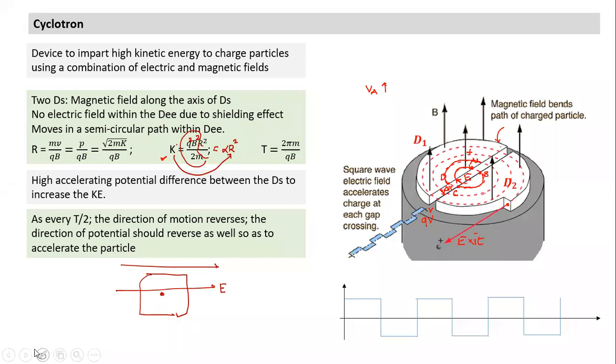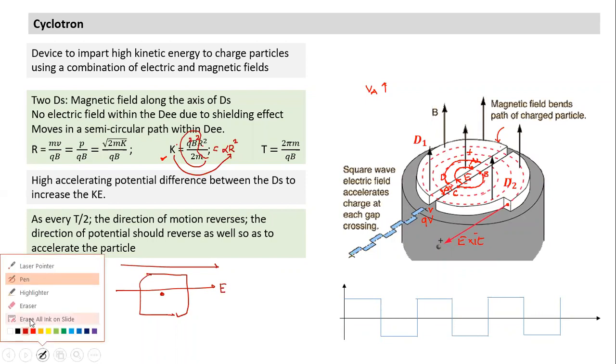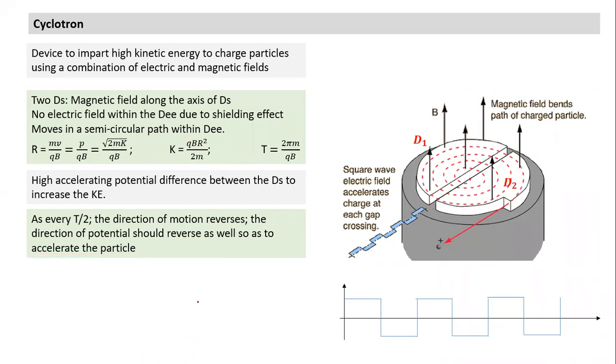So if I have to summarize, what are the key points we understood in this particular case? What is the device? Cyclotron is a device to impart high kinetic energy to a charged particle. What is the device like? It contains two Ds. I hope all of you understand how the D is created. D is just something like a cylinder of a small height, and it's a conducting material cylinder. We cut it into two halves and create a small spacing. And we vacuumize it. And we create a field along the axis of the cylinder.